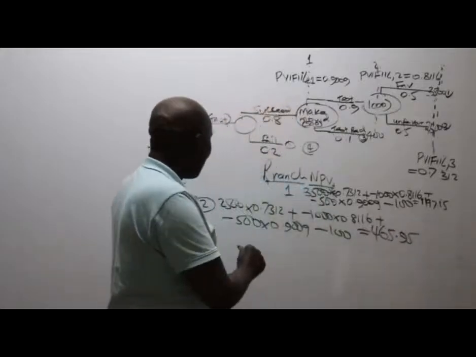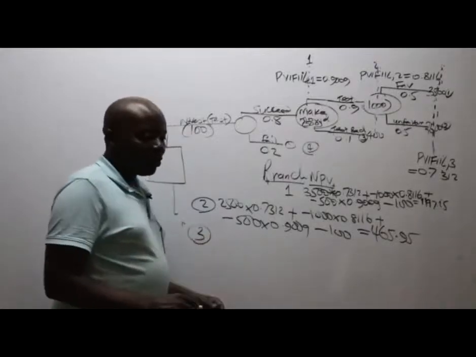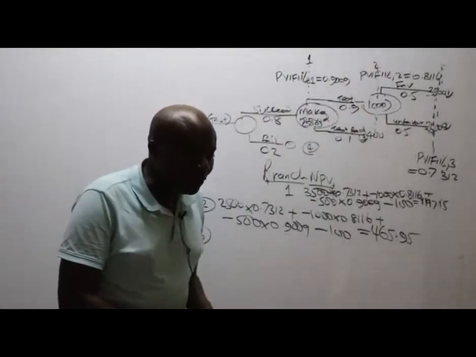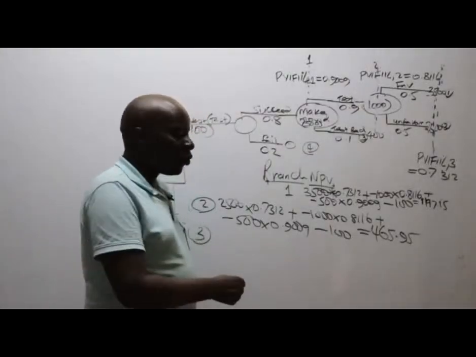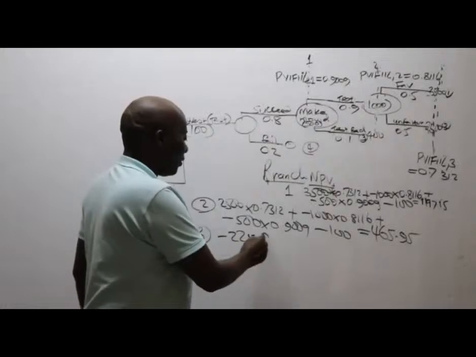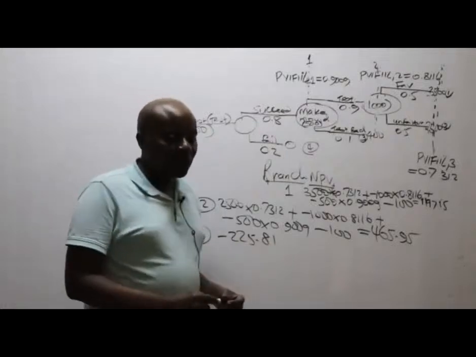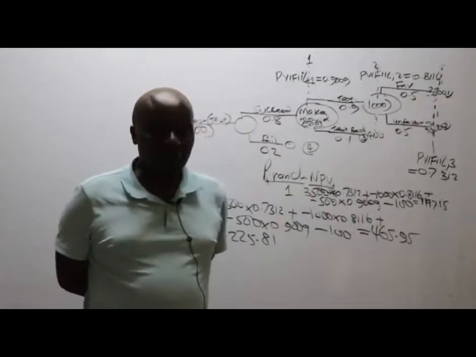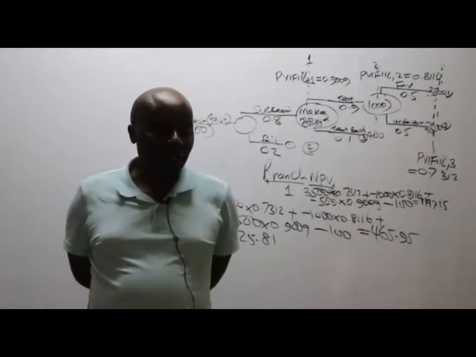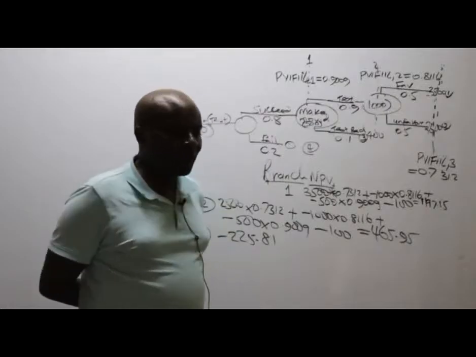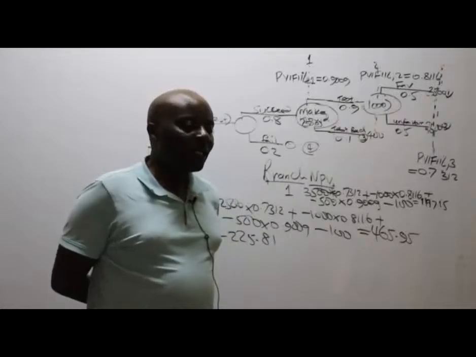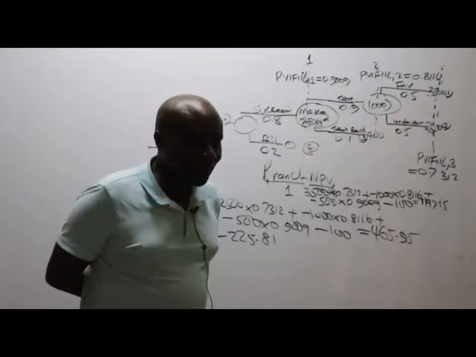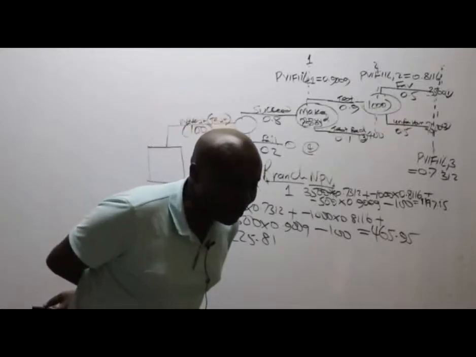465.95. Could you kindly now go to branch number 3 and give us a figure? For the third branch, I'm being given a figure of minus 225.81. Is there somebody else who is able to get this figure, minus 225.81? Yes, I can see so many of them are getting this figure. Lucy is not getting it. How did you reach that?